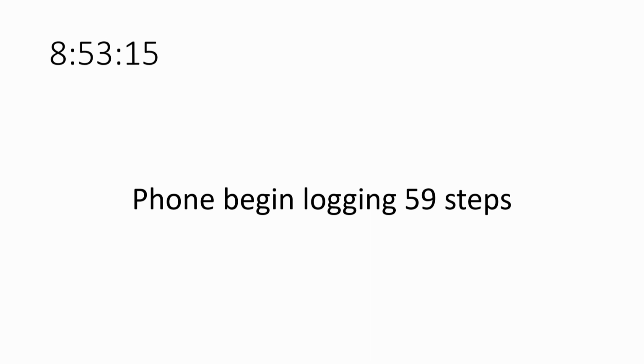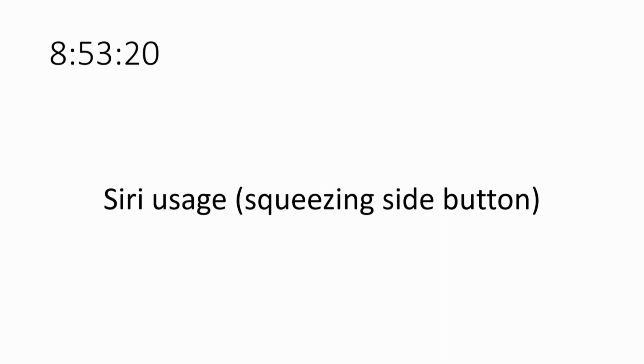At 8:53:15 seconds, that's when the phone began logging the 59 steps. Next. And it's on the screen. And yep, sorry. And at 8:53:20 seconds, there's Siri usage. This was indicated in the Knowledge C database. And that can be done by squeezing the side button, holding on to it for a short period of time, and Siri activates at that point. Okay, so this is a user interface? Yes, it actually shows up as Siri UI, so it's a Siri user interface.